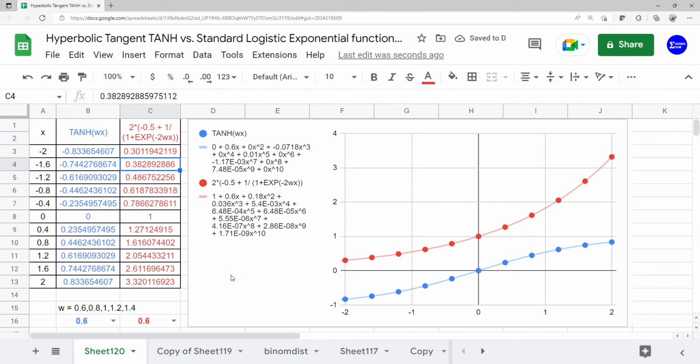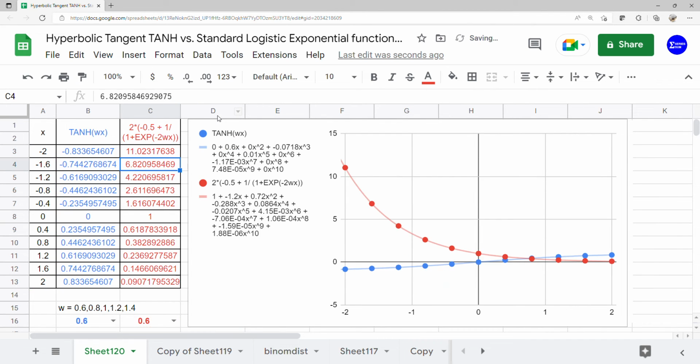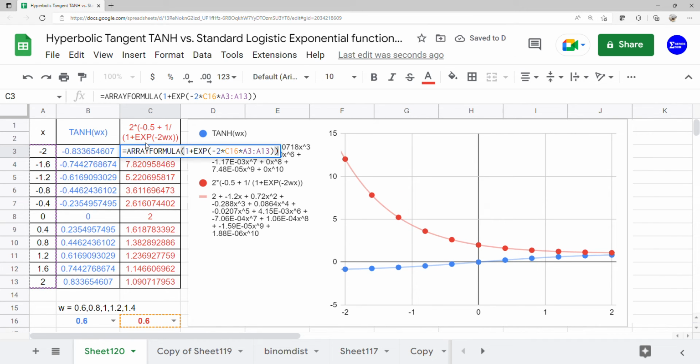Now we continue. There is a 2 minus 2 times wx. So minus 2 times wx. And there we continue, that is 1 plus. So this will be 1 plus. And after that we have 1 over. So this will be the quantity 1 over.